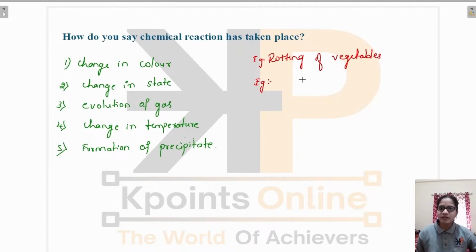Okay, can you observe a change in state for a chemical reaction? Yes, boiling of an egg. When an egg is boiled, what happens? The liquid that is present inside the egg is converted into solid state because a chemical reaction has taken place. Yes, then evolution of gas we can also observe.